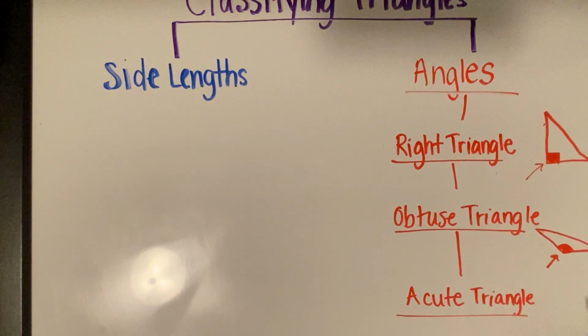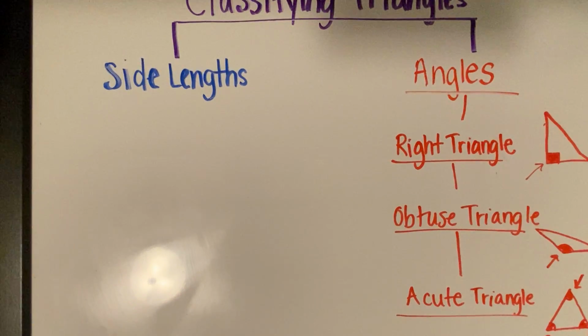Acute triangles are a little bit different. All three angles have to be acute. All three of them. You can't just have two. You can't have one. All three need to be acute. If all three are acute, then and only then can you call it an acute triangle.